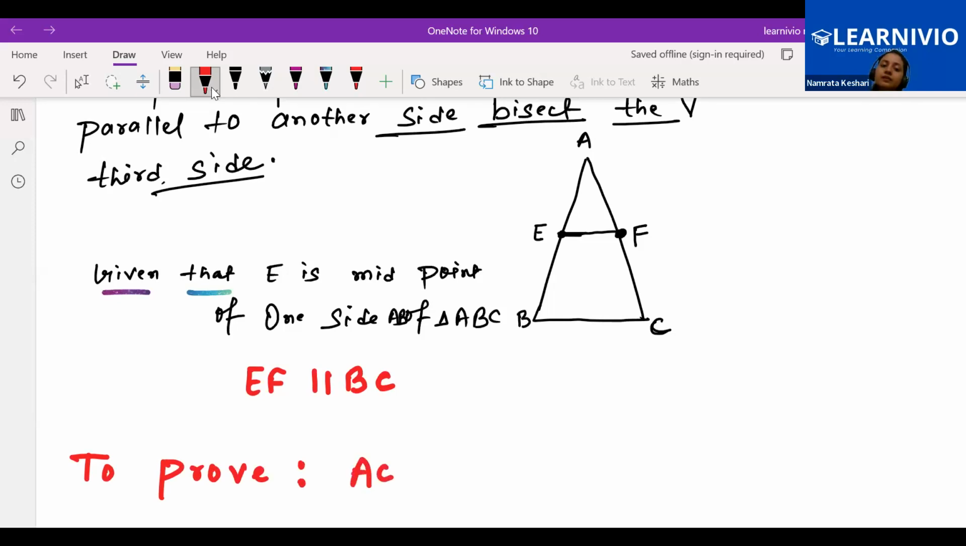We have to prove that AC is getting bisected, or EF is bisecting AC, or F is the midpoint of AC. So in general, let's write it in a straightforward way: we have to prove that F is the midpoint. Bisecting means cutting in two equal parts. So of course we have to prove that F is also the midpoint of AC.